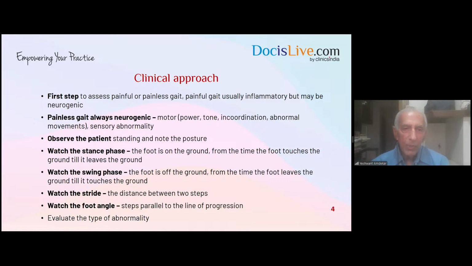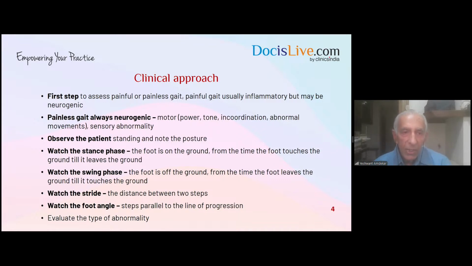Of course, the most common cause is really an inflammation. But when you separate out the two, painful versus painless, then painless is almost always neurogenic, while the painful mostly is inflammatory, but occasionally neuro. And when painless gait is neurogenic, it could be out of any abnormality in the sensory system or a motor system. And the motor system includes, of course, the power, the tone, incoordination, or abnormal movements.